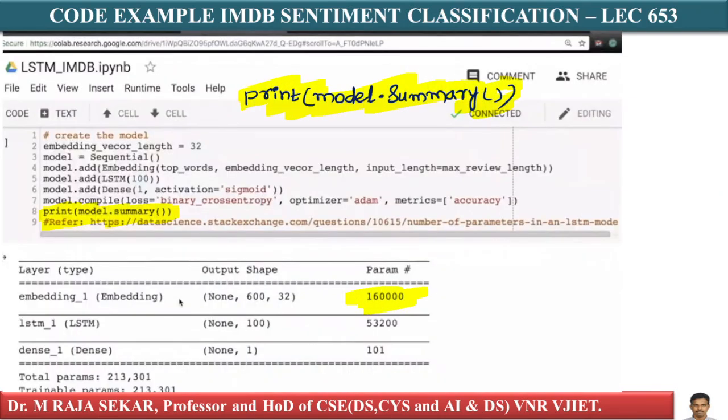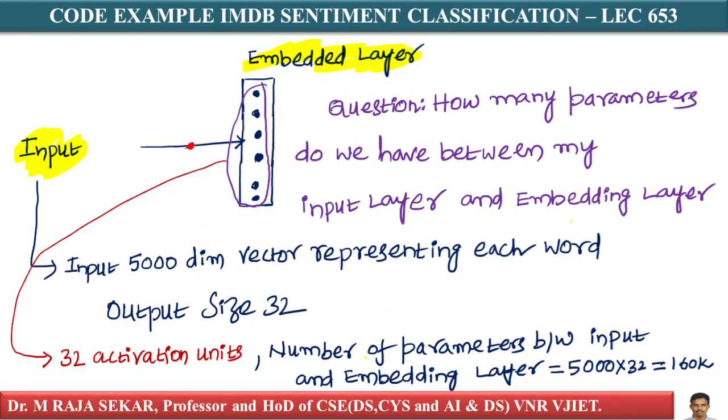What does it mean? What is this 5,000? Input is a 5,000 dimensional vector representing each word. Output is of size 32, which means I have 32 activation units here. So the number of parameters between my input and embedded layer is 160k. This 5,000 into 32 equals 160k. That's what it says.